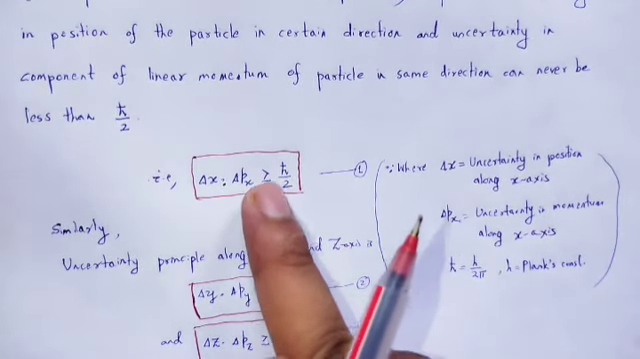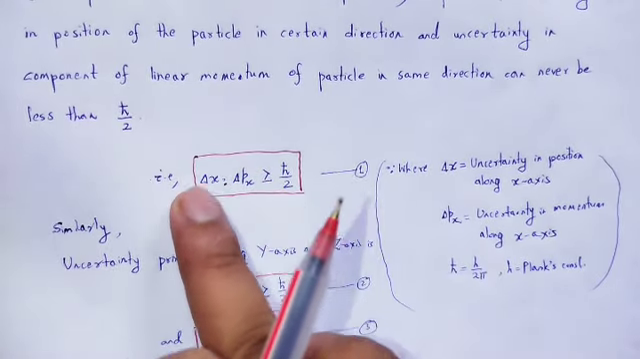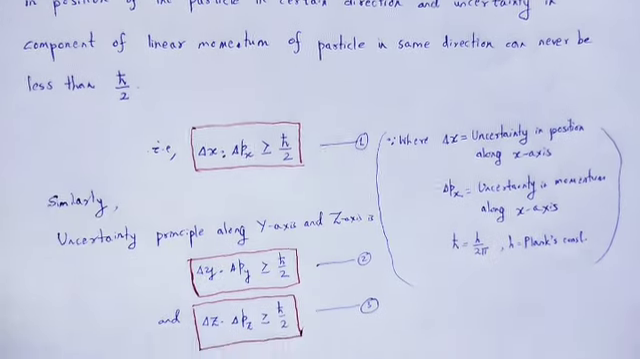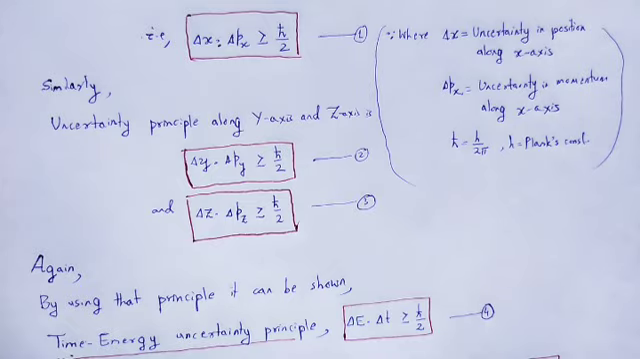Del x del p x greater than or equal to h cut by 2: uncertainty in position, uncertainty in momentum greater than or equal to h cut by 2, where h cut is h by 2 pi.